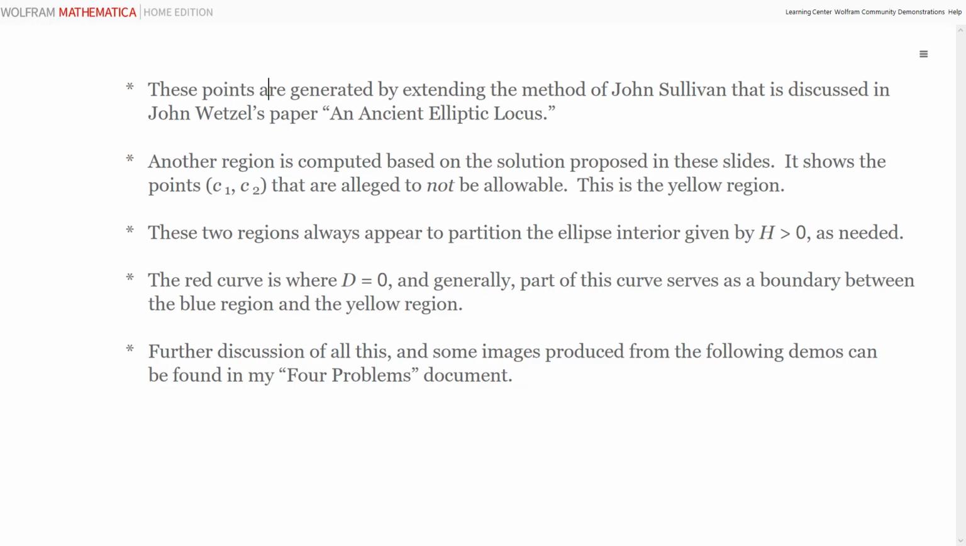Okay, this is something that I really like. I was using one method way back when I had C++, when I was doing stuff earlier in C++. But lately, I've been leaning on a paper by a mathematician named John Wetzel, in which he describes a method by another mathematician named John Sullivan.